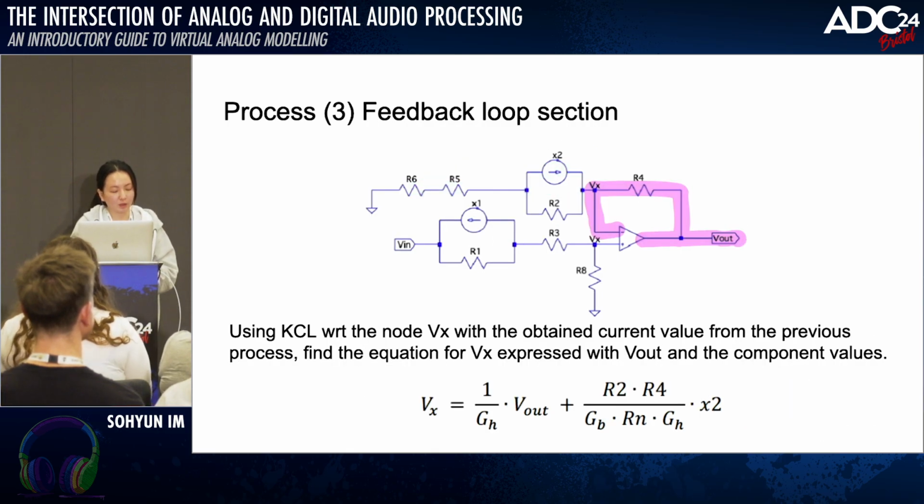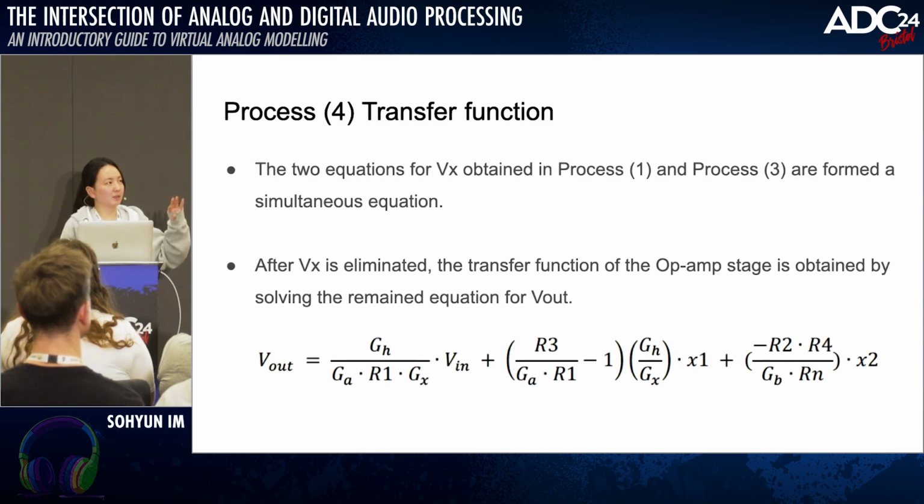In the feedback loop section, we also use KCL, Kirchhoff's current law, with respect to node Vx with the current value obtained from the previous process, and find the equation for Vx expressed with Vout and the component values. So with this, from process 1 to process 3, we obtain the equation describing the electrical behavior of the op-amp stage circuit, not over continuous time, but in discrete time.